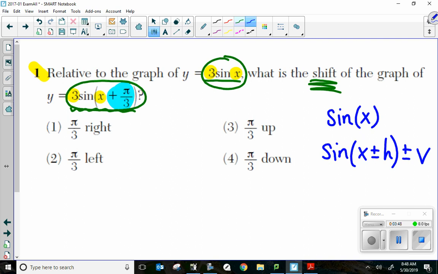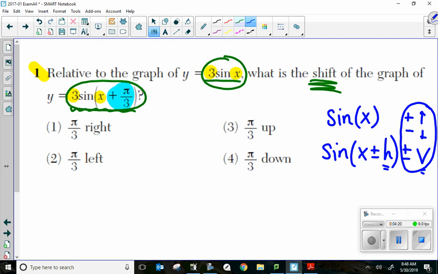H represents horizontal movement, and V represents vertical movement, up and down. Okay, H is left and right, horizontal. V is up and down, vertical. If I add outside, I move up. If I subtract outside, I move down, whatever number that is. So if I added 3 to the outside, my graph would move up 3. If I subtracted 2 on the outside, I would move down 2. That makes sense.